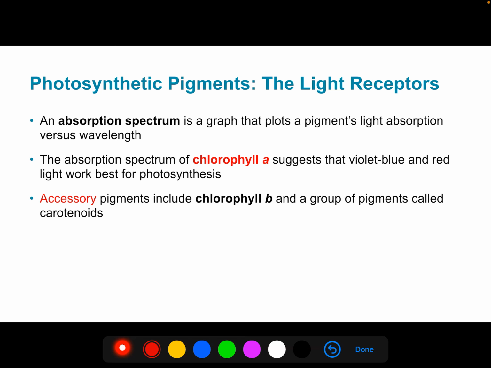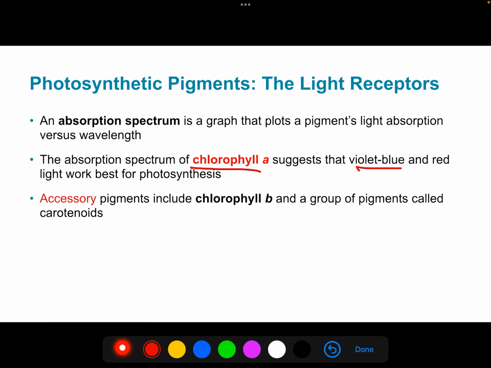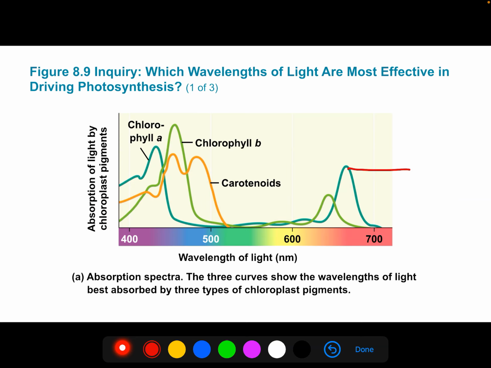So an absorption spectrum is a graph that plots a pigment's light absorption versus wavelength. So chlorophyll A, there are different chlorophylls, so chlorophyll A absorbs violet, blue, and red light best. Accessory pigments are other pigments that help the plant absorb sunlight: chlorophyll B and other pigments called carotenoids. These guys help photosynthesis happen, okay?